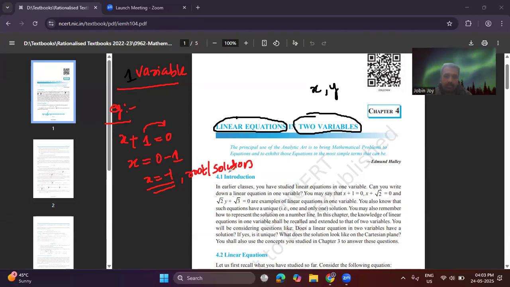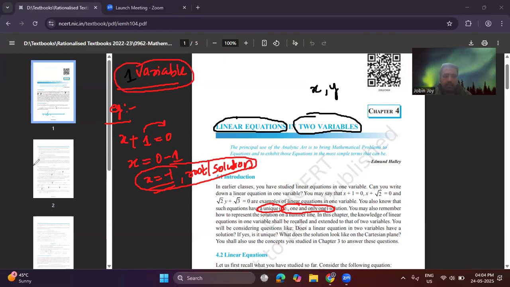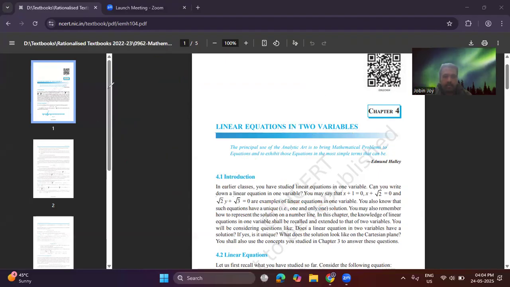So the solution is unique, means one and only one solution. So there is only one solution. That means this solution is unique. So that is the speciality of a linear equation in one variable. I will take another example.